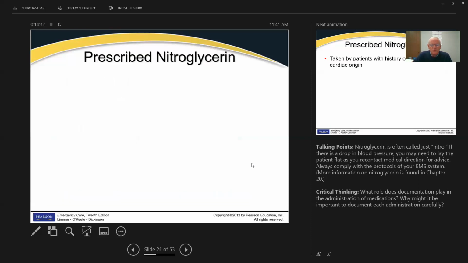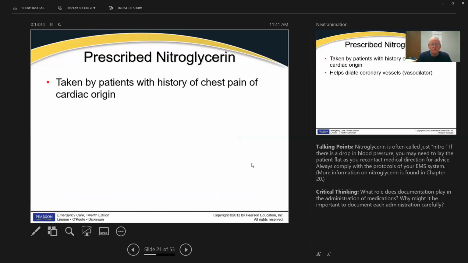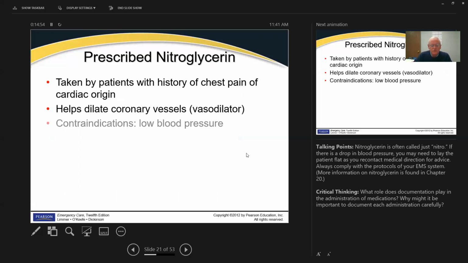Okay, nitroglycerin. So again, taken by patients with history of chest pain or cardiac origin. What we hope it does is dilate coronary blood vessels, the arteries that feed the heart muscle. The other thing it does is it'll dilate other blood vessels in your body. So when it does that, you have a good chance of lowering your patient's blood pressure to the point where they maybe pass out.